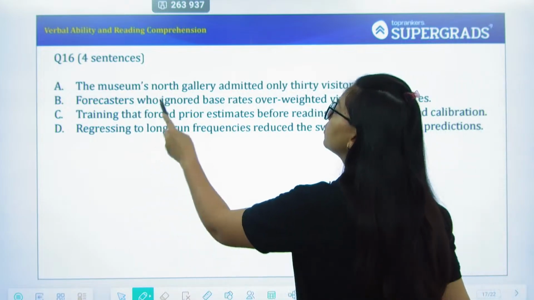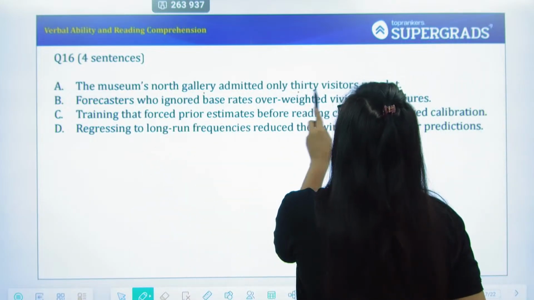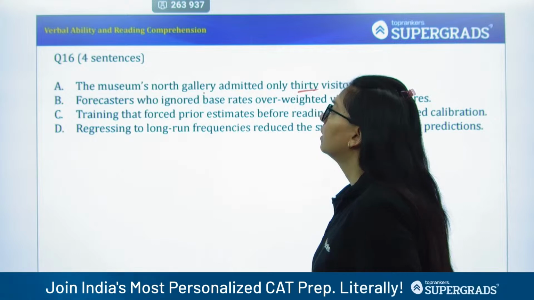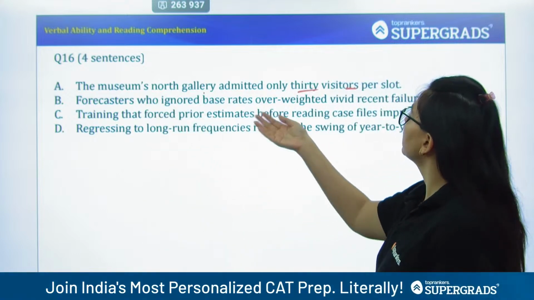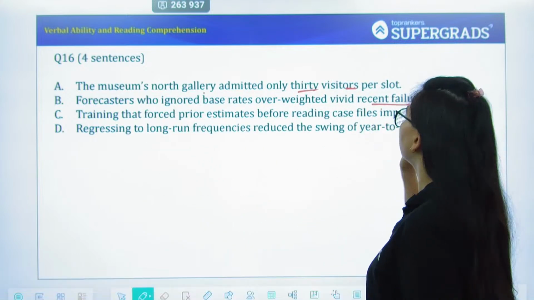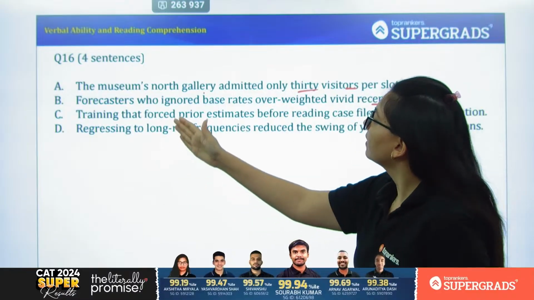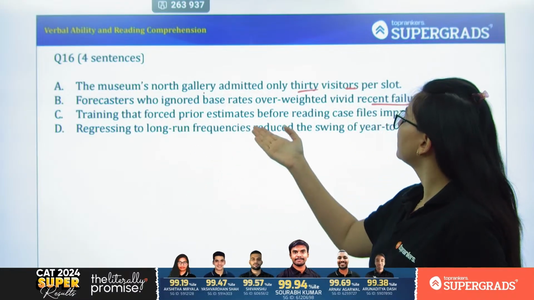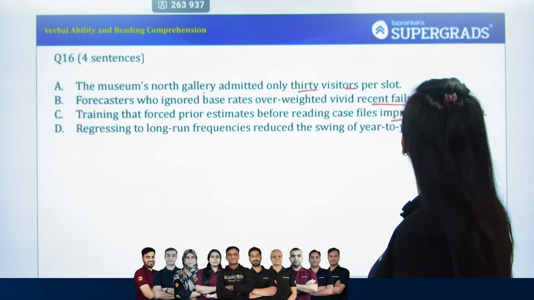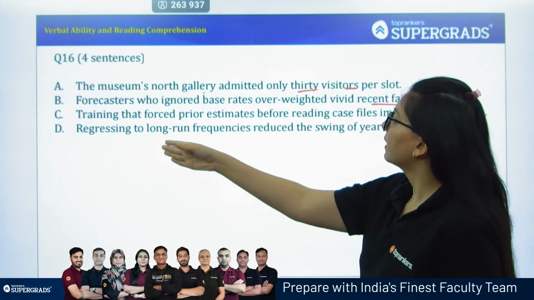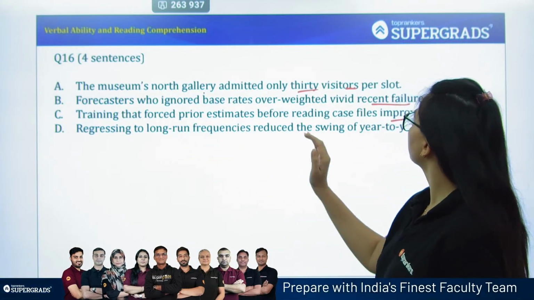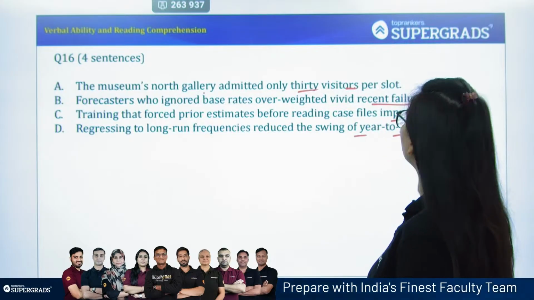Yeah. The museum's gallery admitted only 30 visitors per slot. Okay. Forecasters who ignored base rate overweighted vivid recent failures. Training that forced prior estimates before reading case files improved calibration. Regression to long run frequencies reduced the swing of year to year prediction.